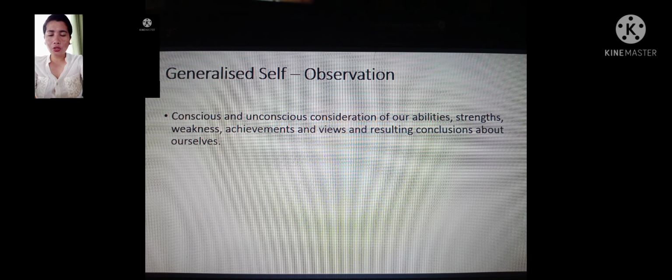Generalized self-observation is the conscious and unconscious consideration of our abilities, strengths, weaknesses, achievements, and views, and the resulting conclusions about ourselves. So we define ourselves by what we can do and what we accomplish. The result of these observations influences our future thoughts and actions, including career decisions.